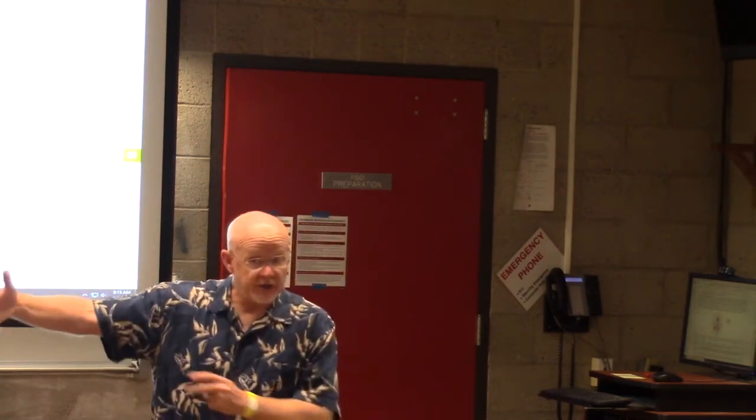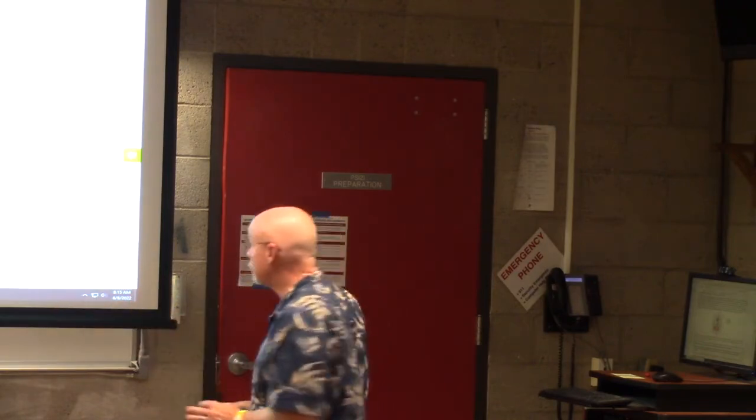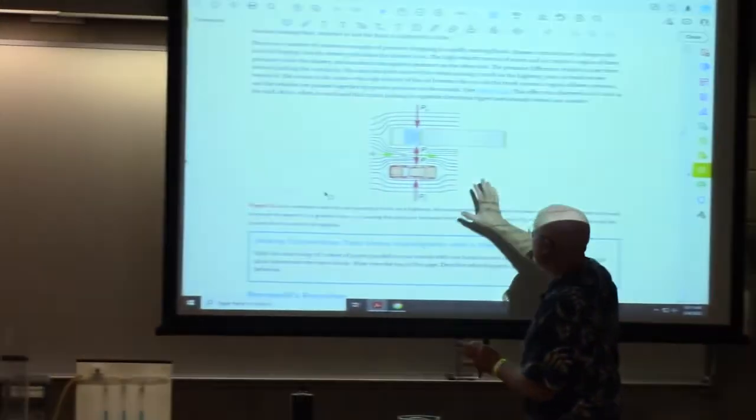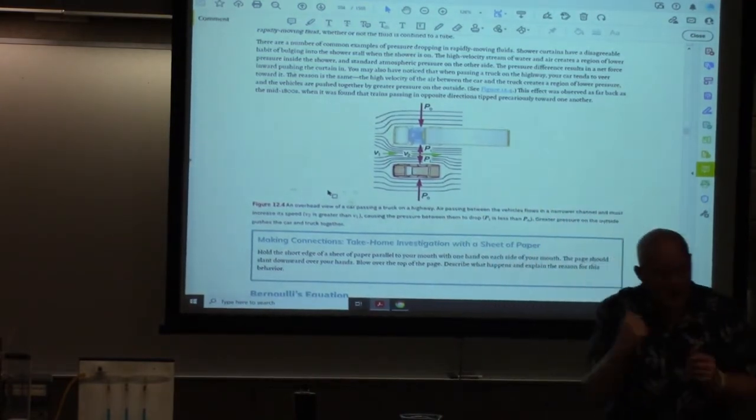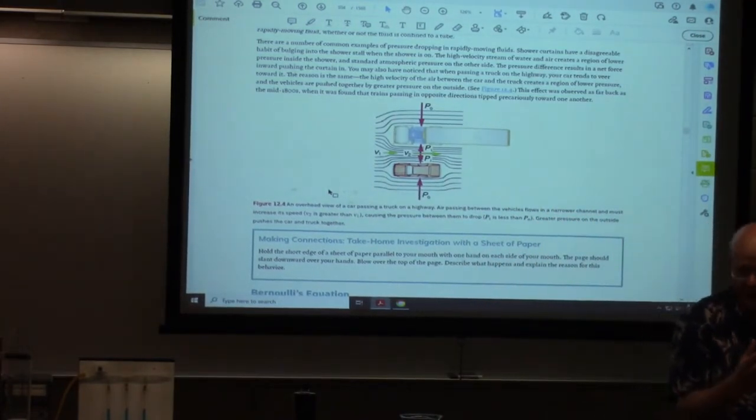But if another object gets near you, and in this case a big truck, it kind of funnels all this air into a narrow spot, and the air has got to go faster through that little narrow spot than on the other side.